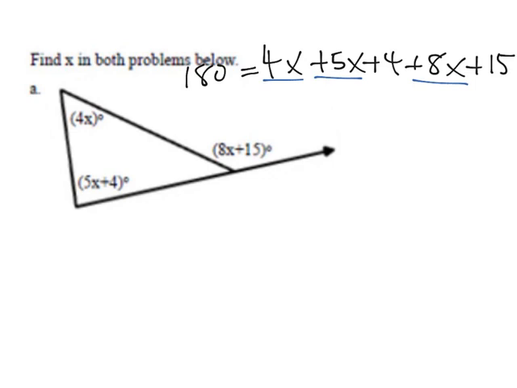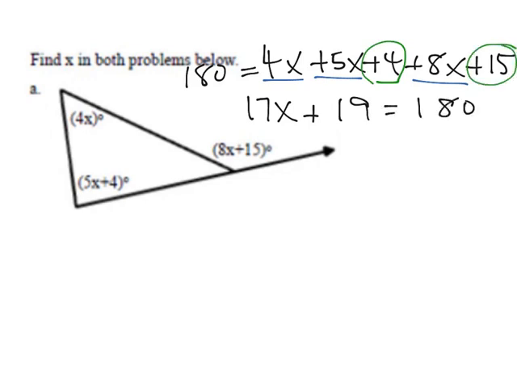Okay, sorry about that. I didn't realize I did not push pause, so it kind of went silent for a little bit there. Let's go ahead and combine these like terms once I set up the problem. I would get 17x plus 19, right, because I'm adding just the constants by themselves, like terms, equals 180.